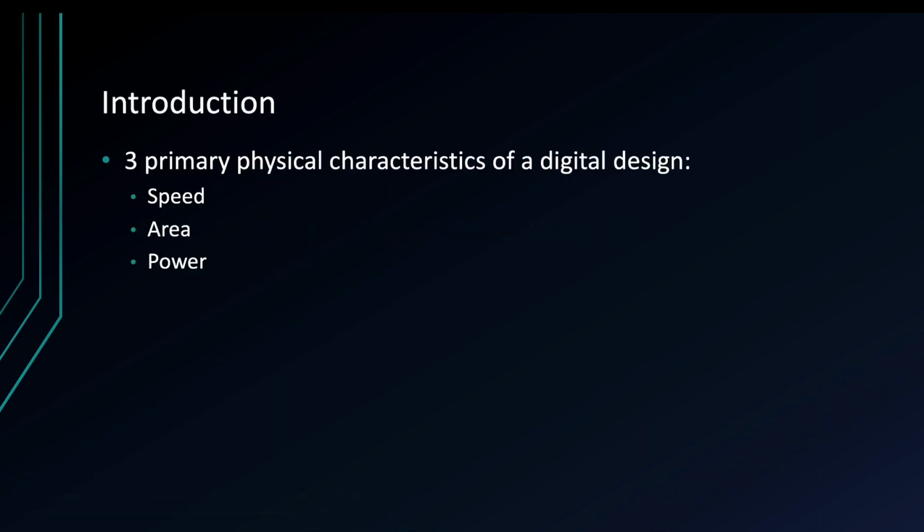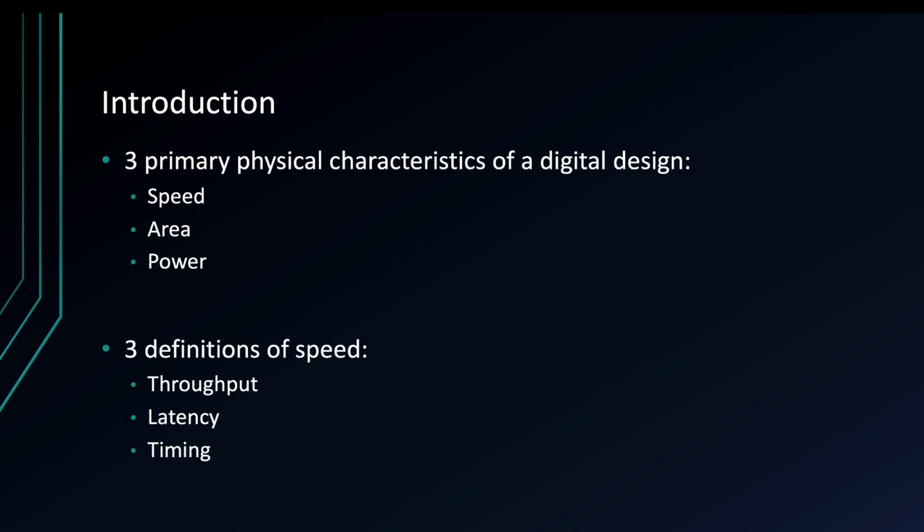So for the introduction, this is what we want to focus on in the first few videos. We want to talk about the three primary physical characteristics of a digital design, which are basically speed, area, and power. Once you design a circuit, what we care about is how fast is your design, how big is your design, and when we're talking about the FPGA implementation, that translates to how many lookup tables are you using, how many DSP cores are you using, and then obviously the third one would be how power hungry is your design, right? These are the things that we want to talk about.